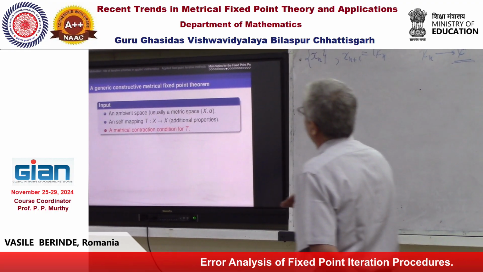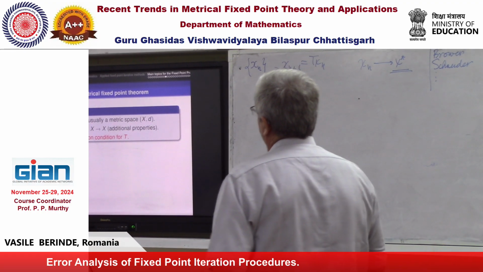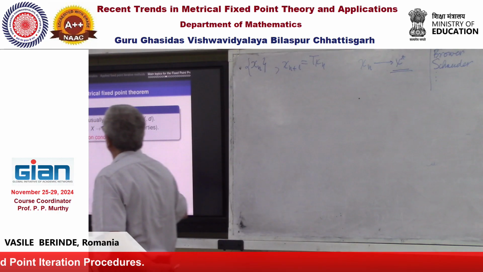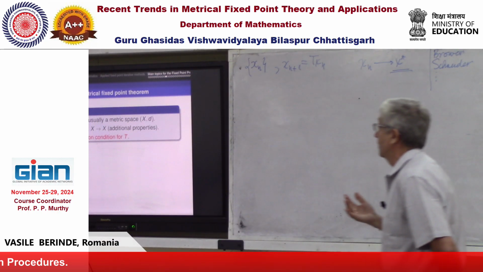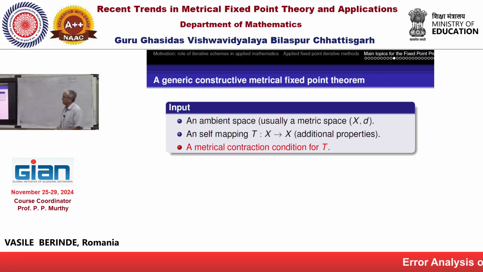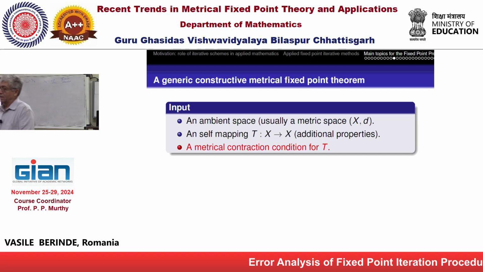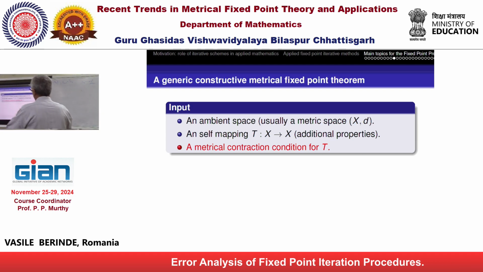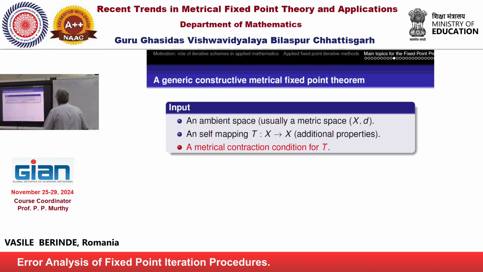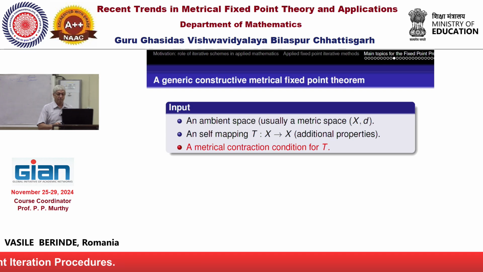We have as input a mapping possessing some additional properties, but what is the most important, for this map we have a kind of metrical contraction condition. And this category, by this concept we mean Banach contraction, Kannan, Ciric, and so on. And we also mean non-expansiveness condition, quasi-non-expansive, and all conditions in this category.